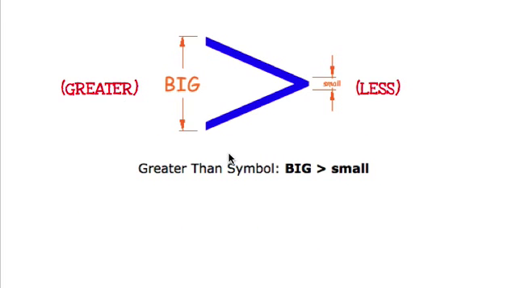When looking at the sign, the big end is greater than, and the small end is less. So this would read, this number is greater than this number. So the big opening is the greater than. The small little point is the less than sign.